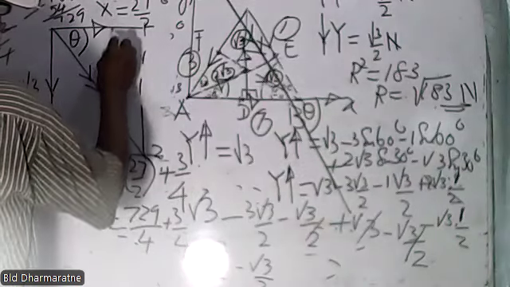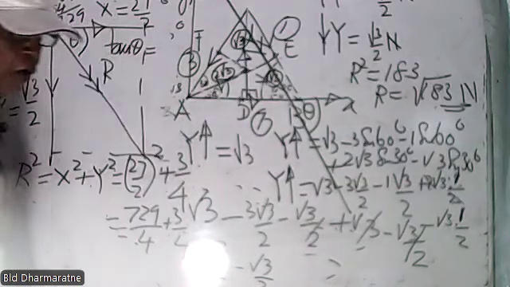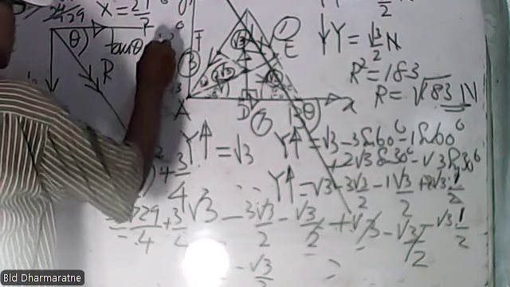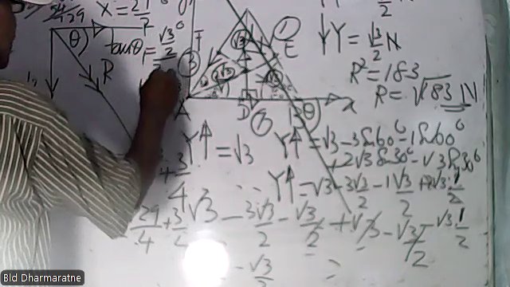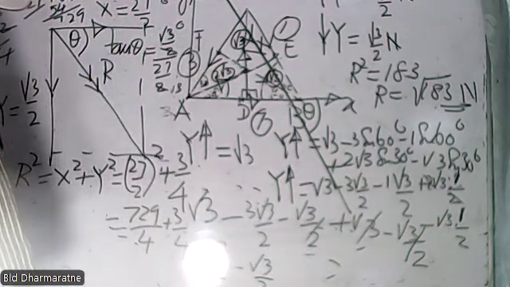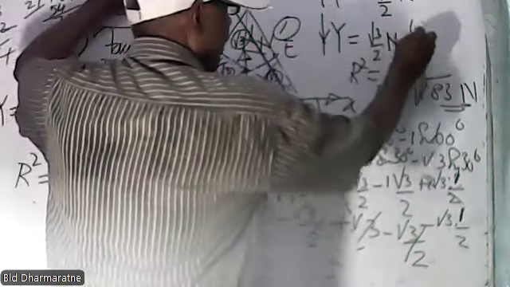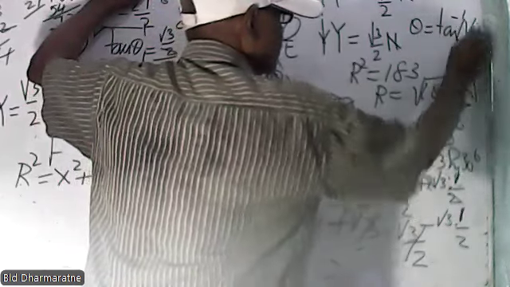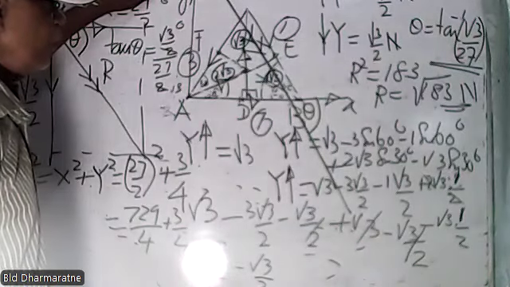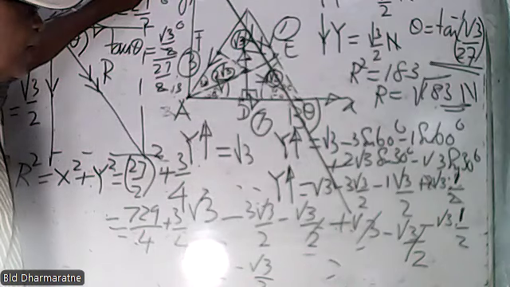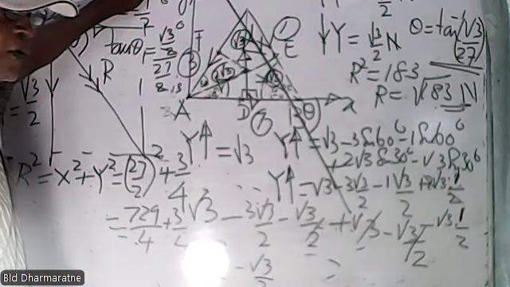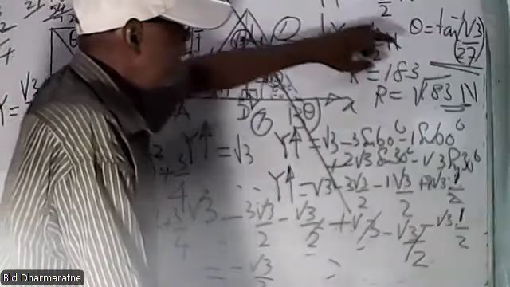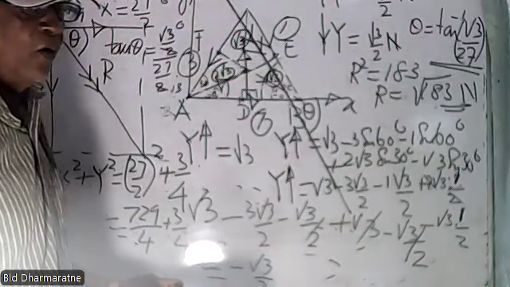For the direction, tan theta is equal to y over x. Y is root 3 over 2, X is 27 over 2. The 2 cancels, so tan theta is root 3 over 27. Then theta equals tan inverse of root 3 over 27. The answer is given in this form because this is not a standard angle. The standard angles are 30, 45, 60, 120, 135, not double angles. This angle is in between.